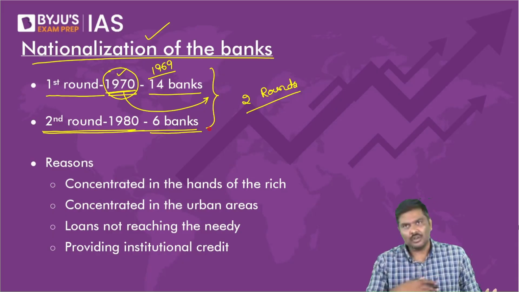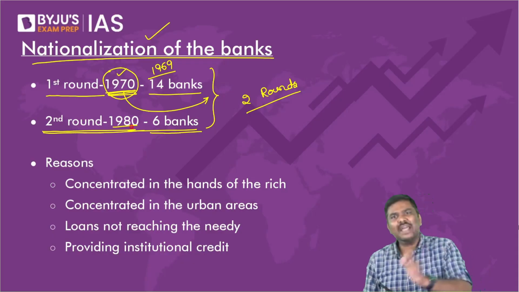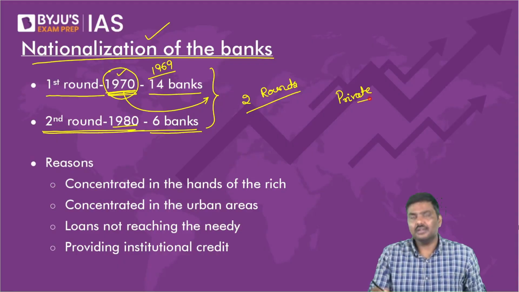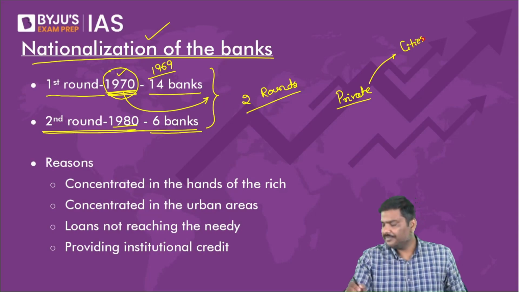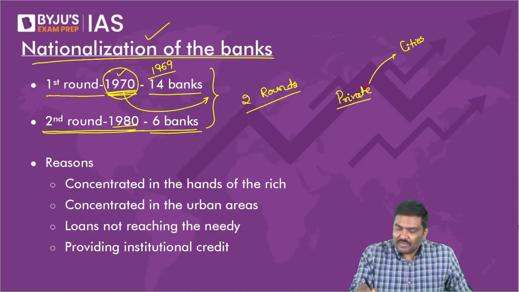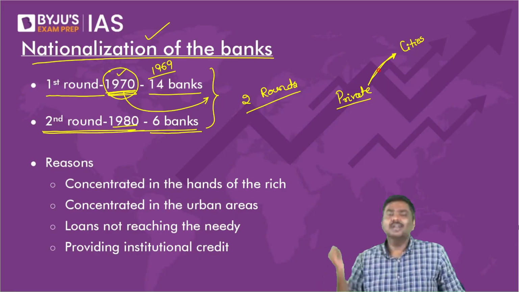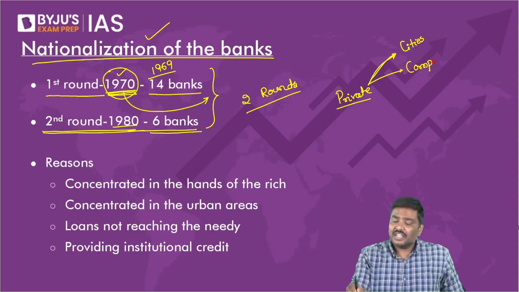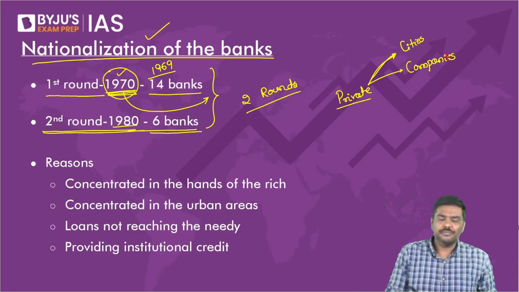Now, why did the Government of India go for nationalization? These are the following reasons. Point number one, when you're talking about the nationalization of the banking sector, these are private sector banks. If private sector banks have to make more profit, don't you think more and more branches will be opened in cities compared to villages? Correct or not? These private sector banks will open more banking branches in cities, not in villages. They will provide loans to companies and rich people compared to poor people.